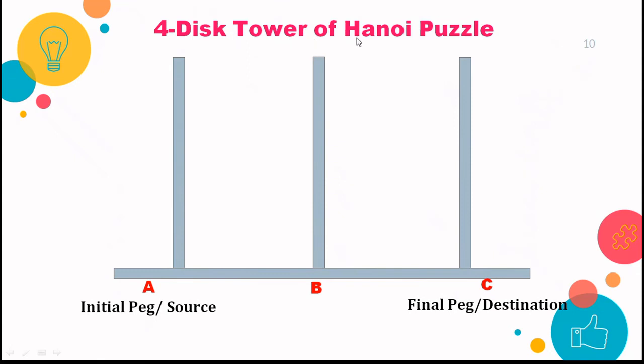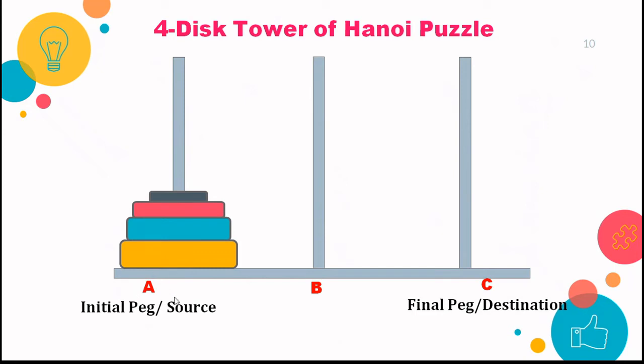Now coming to 4 disk Tower of Hanoi puzzle. In this case we will be having 4 disks, right? So this is the yellow disk, which is the largest, and then we have the blue disk smaller than the yellow disk, pink disk smaller than the blue disk, and then this gray disk, which is again smaller than the pink disk. So they are arranged in ascending order from top, and the largest disk is at the bottom and the smallest disk is at the top.